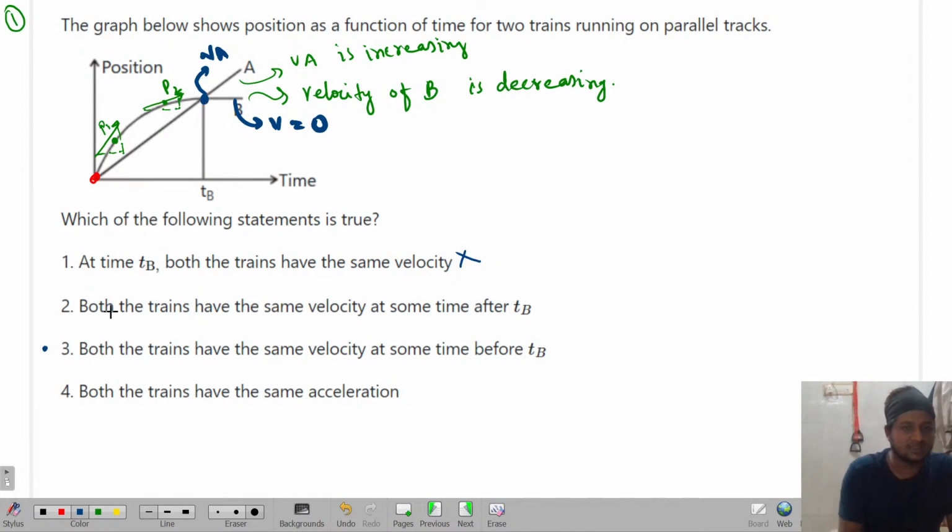Next thing, both the trains have the same velocity at some time after TB. Answer is no. Why? Because the velocity of B is going to be 0 while still the velocity of A is positive.